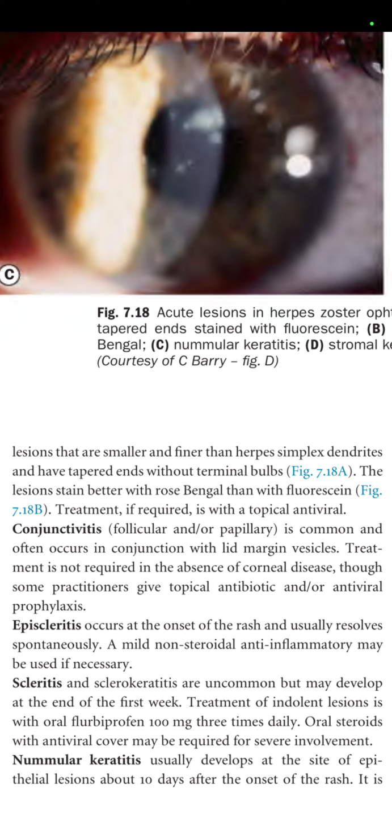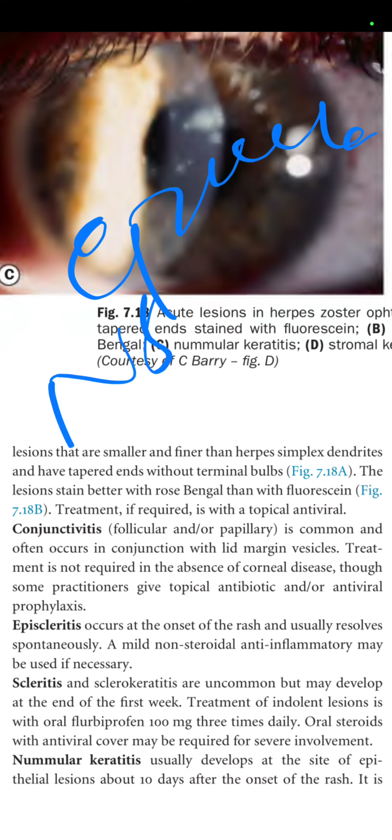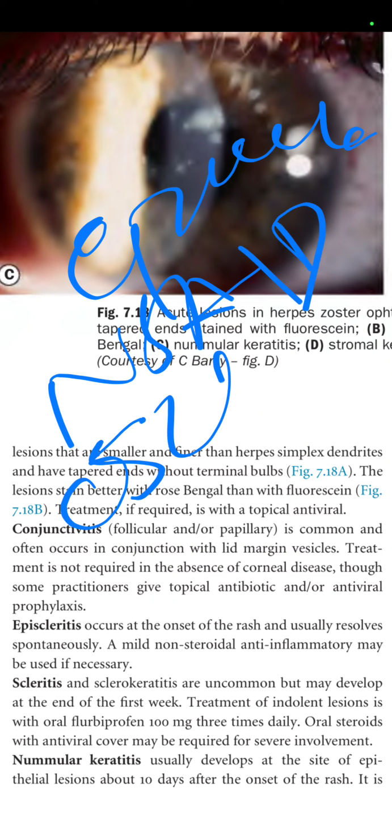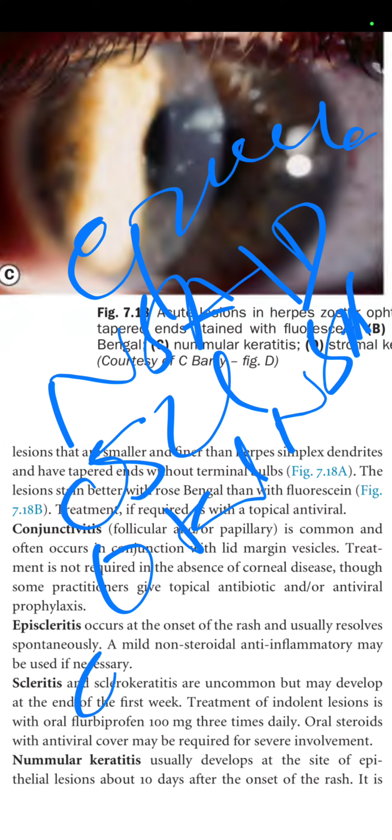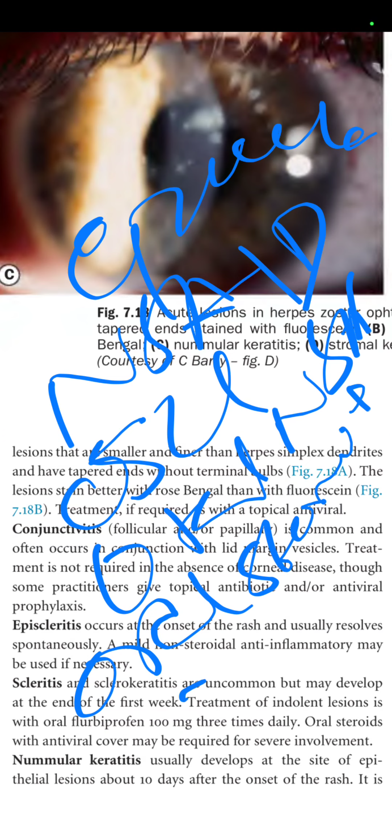So if there is involvement of the episclera due to herpes zoster, we give topical NSAID. But in case of scleritis, we give oral NSAID, and if the lesion is very severe, we give oral steroid with antiviral cover.